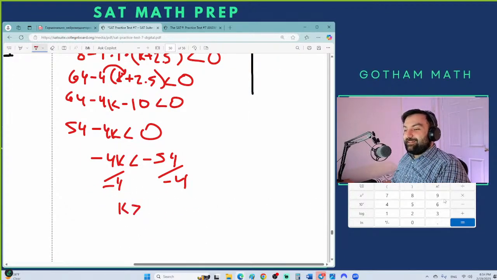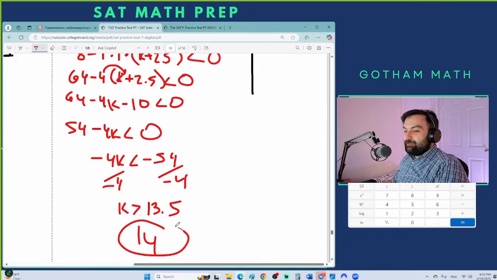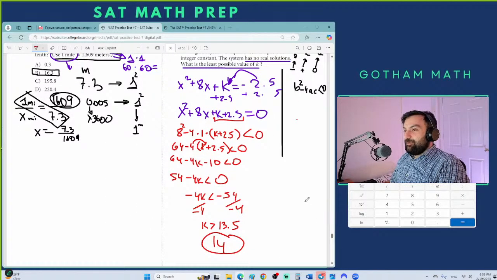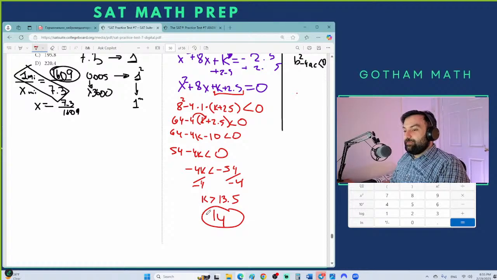Okay, k greater than 54 divided by 4 is 13.5. So what is the greatest integer? I mean, what is the smallest integer? But k has to be greater than 13 and a half. The answer is 14. 14 is the smallest possible. And I just checked, that's the right answer, 14. Look, I would probably be more focused. I would not want to make a mistake here.